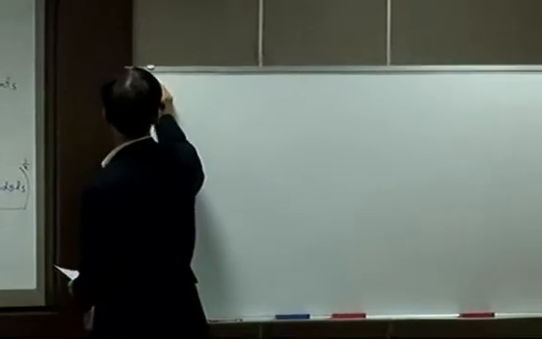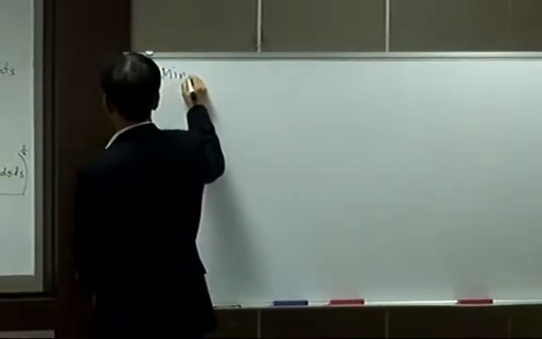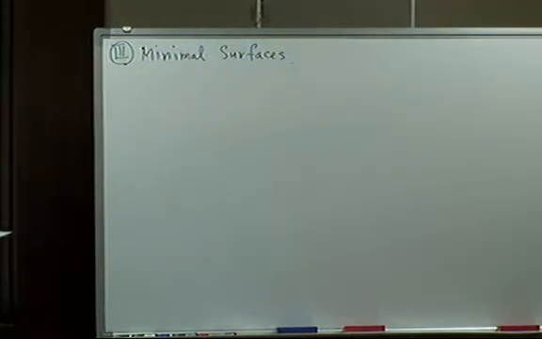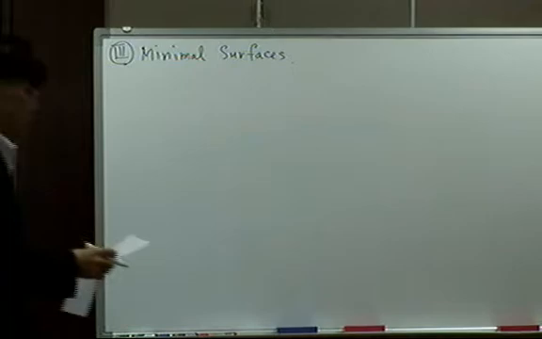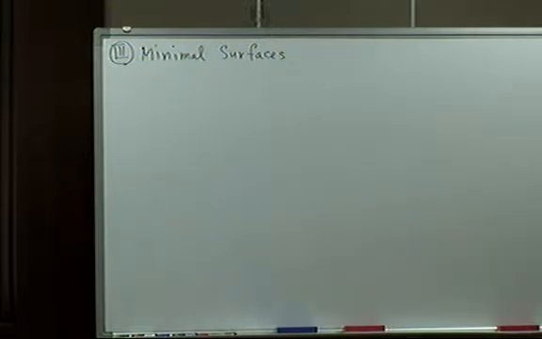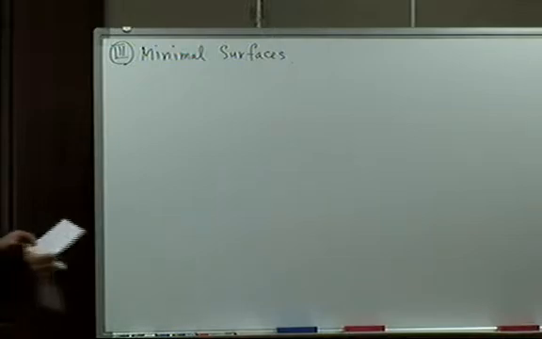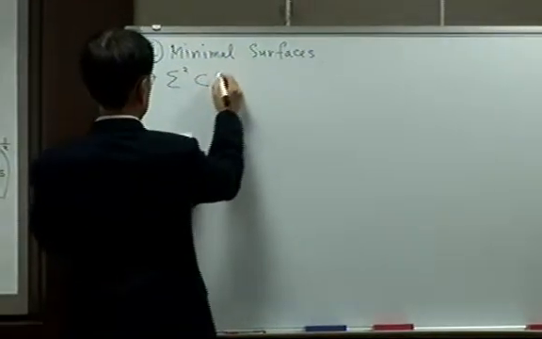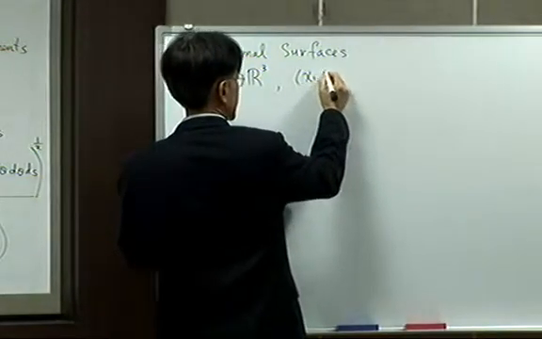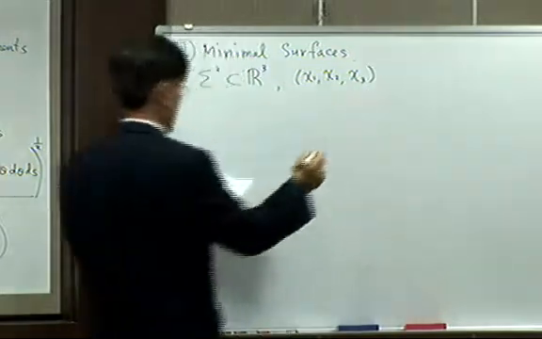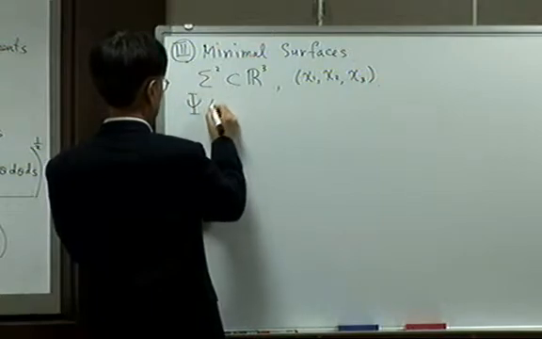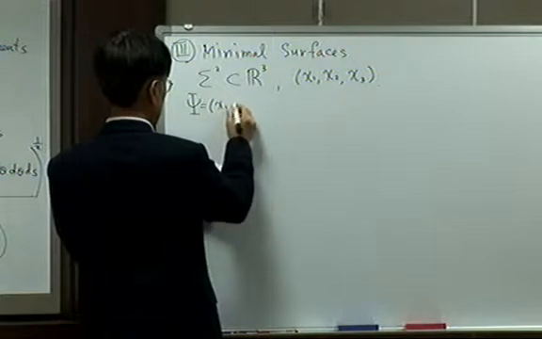Okay, finally, the minimal surfaces. Let me briefly present minimal surface theory, which leads to the Weierstrass representation formula. Given a submanifold sigma in R3, we use Euclidean rectangular coordinates x1, x2, x3. Then we can define an immersion psi, which is (x1, x2, x3).